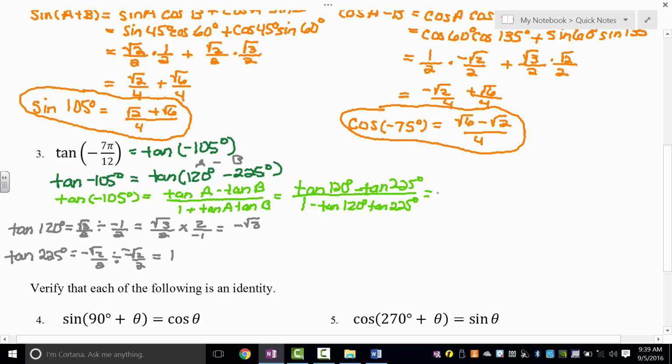The tangent of 120, negative radical 3, minus the tangent of 225, 1, all over 1 minus negative radical 3 times 1. Make sure you follow order of operations. So we need to multiply before we subtract.